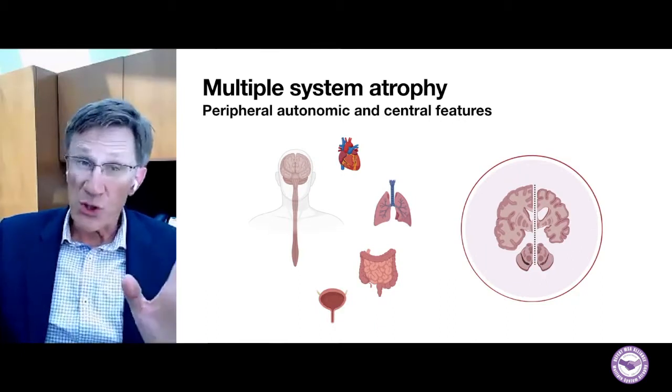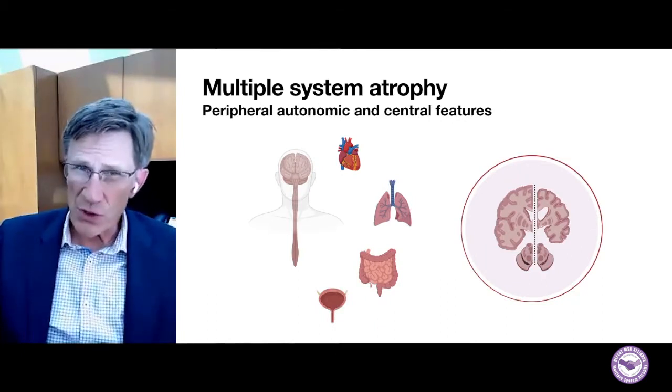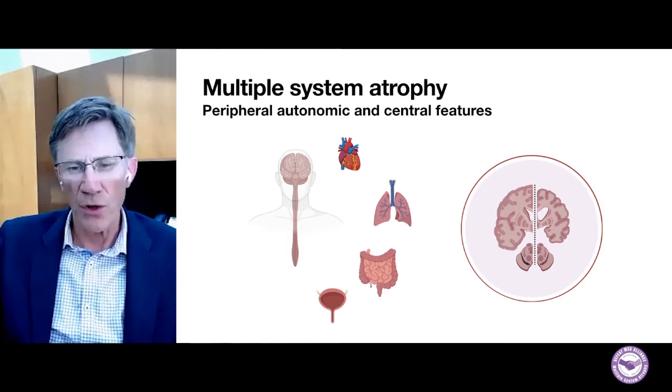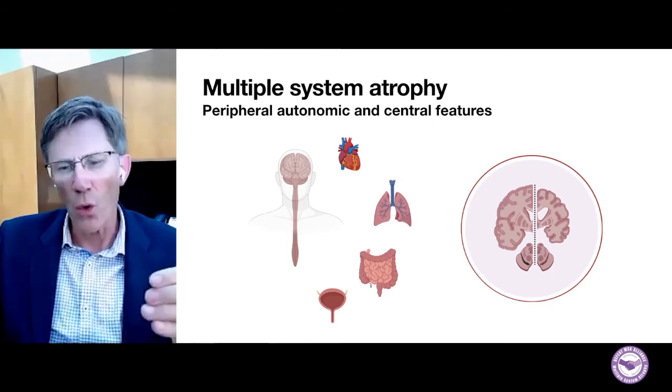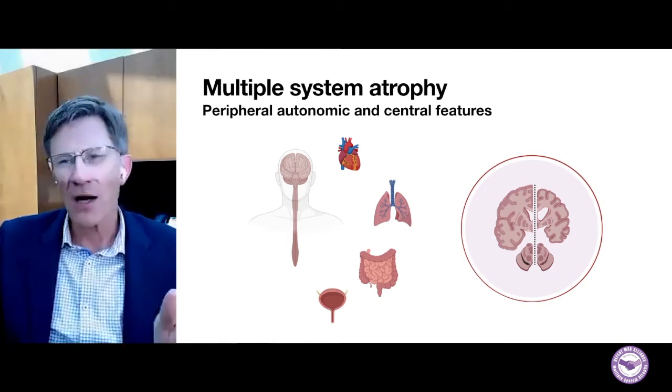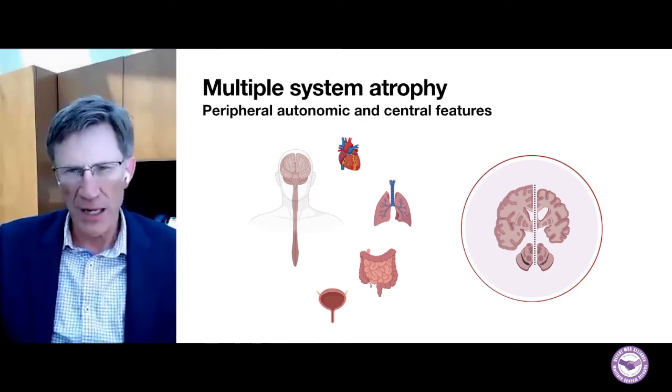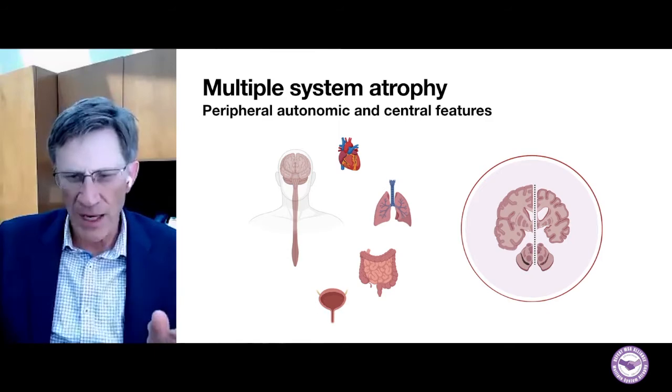But as you see in the next slide, what might be most interesting when trying to understand the origins of MSA is to look at the peripheral nervous system. And we look at the peripheral autonomic nervous system, and we look also at the central nervous system, the brain and the brainstem, and how they might interact.